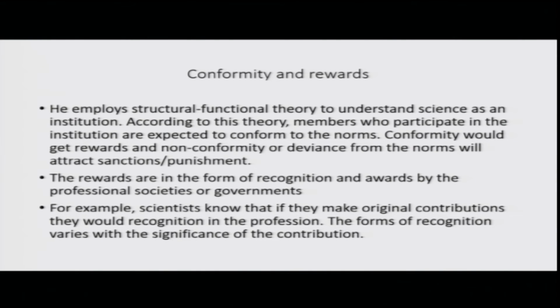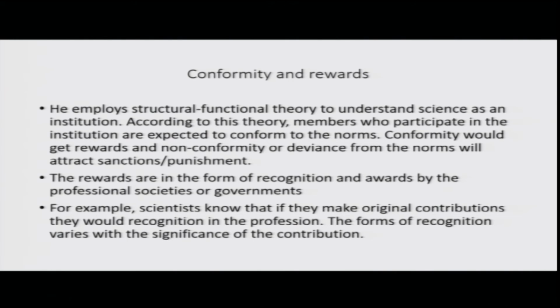Robert Merton employs structural functional theory to understand science as an institution. According to this theory, members who participate in the institution are expected to conform to the norms. Conformity would get rewards, and non-conformity or deviance from the norms will attract sanctions or punishments. The rewards are in the form of recognition and awards by the professional societies and governments and other bodies.